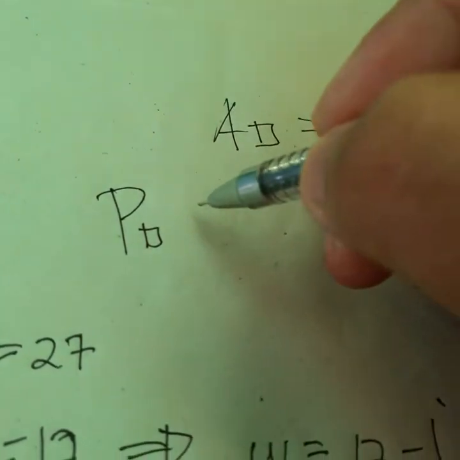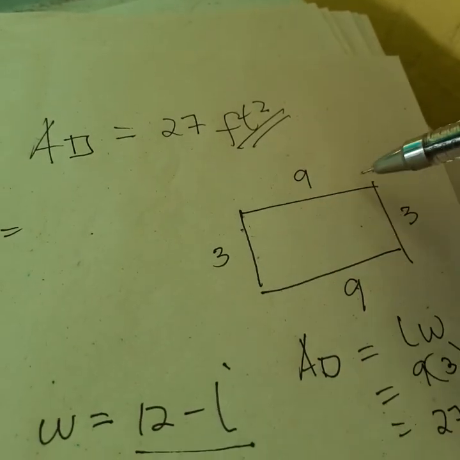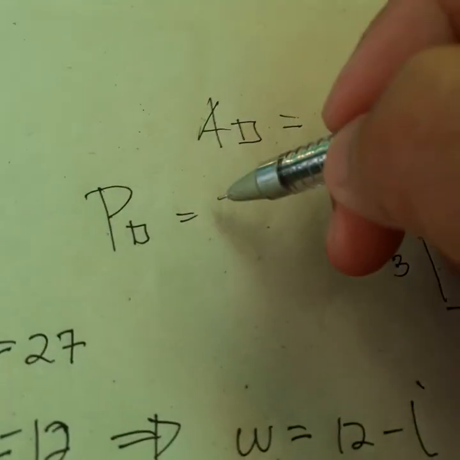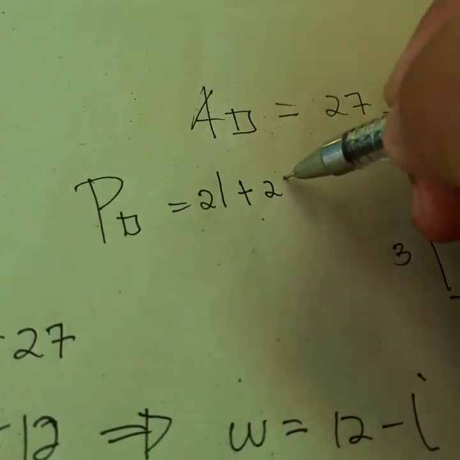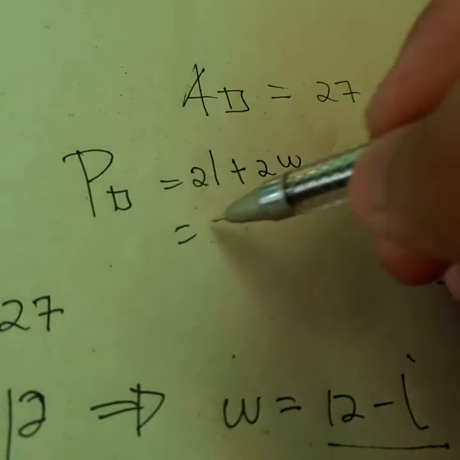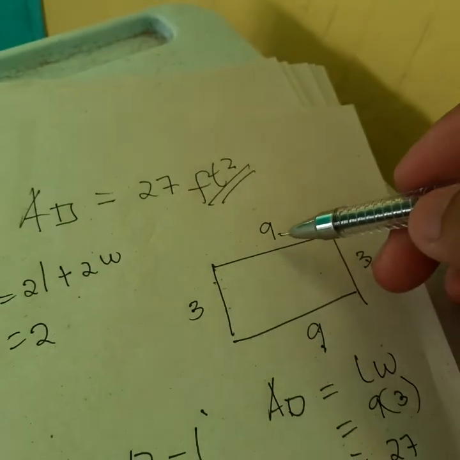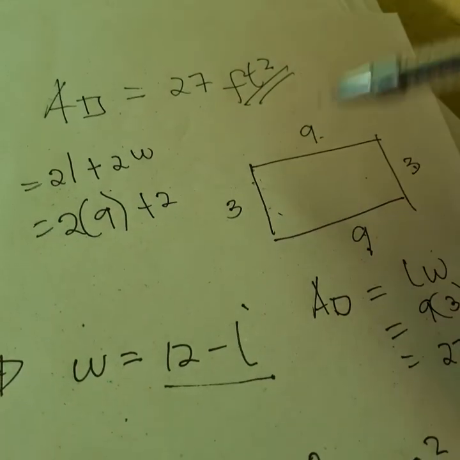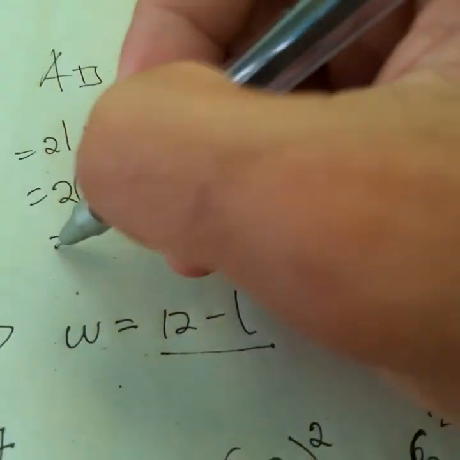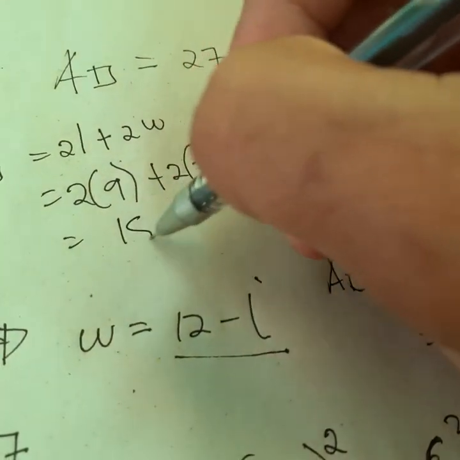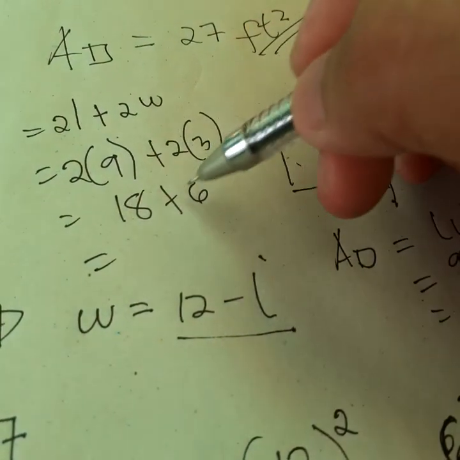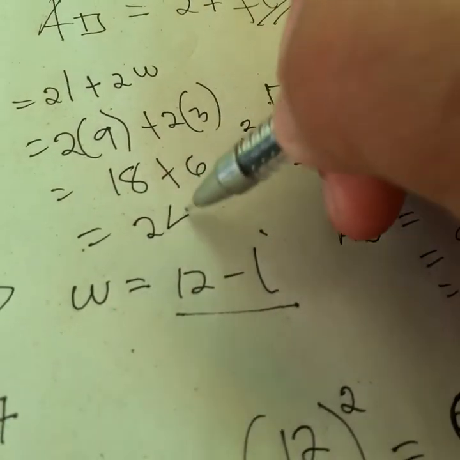How about our perimeter? Our perimeter is equal to adding all sides, 9 plus 3 plus 9 plus 3. So we have the formula P is equal to 2L plus 2W. What is our length? Our length is 9. Our width is 3. So we have 2 times 9 is 18 plus 2 times 3 is 6, is equal to 18 plus 6 is 24.